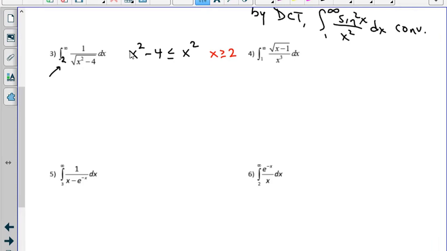Now I can square root both sides because there's no issue with domain here. So since that's the case, root x squared minus 4 is greater than or equal to x for everything in this domain.